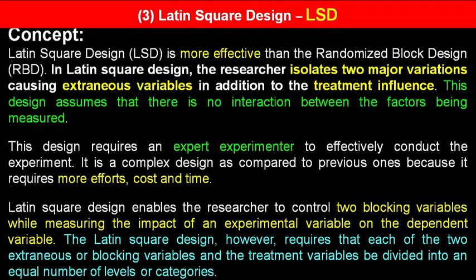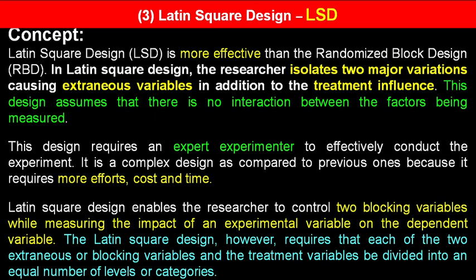Next is Latin square design. Latin square design is more effective than the randomized block design. In Latin square design, the researcher isolates 2 major variations causing extraneous variables in addition to the treatment influence. This design assumes that there is no interaction between the factors being measured. This design requires an expert experimenter to effectively conduct the experiment. It is a complex design as compared to the previous ones because it requires more efforts, cost, and time.